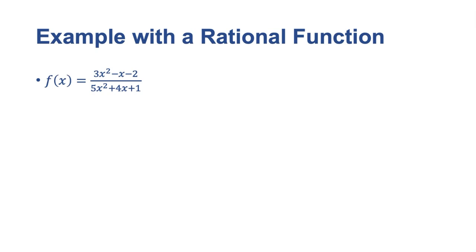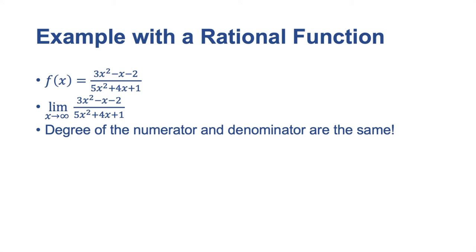If I have f of x equal to 3x squared minus x minus 2 over 5x squared plus 4x plus 1, and I want to take the limit as x approaches infinity, I'm going to look at the degree of the numerator and the denominator, and I'm going to say that they are the same. So now we are going to divide 3 by 5 and get 3/5, meaning that the limit as x approaches infinity of f of x is equal to 3/5. So we have just found the height of the horizontal asymptote, and we have found the limit.